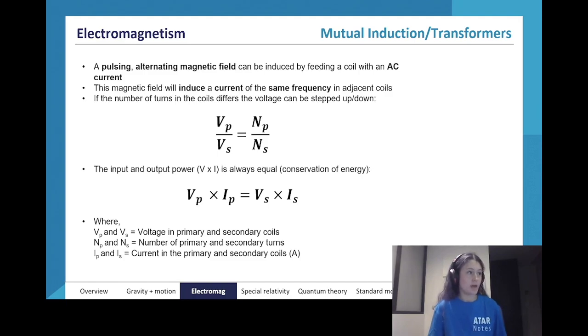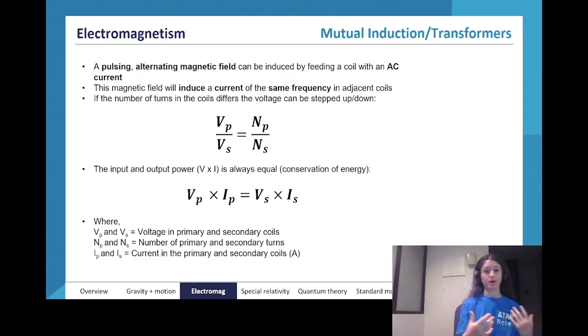As a result of this, if the number of coils differs, the voltage can be stepped up or down according to this formula. So recall the use of transformers is, of course, if you are transporting electricity across long distances, such as in power lines in rural areas, you need to have a high voltage because that will reduce the power loss. However, when you're actually using electricity in your home, you don't want that larger voltage. You only have regular appliances.